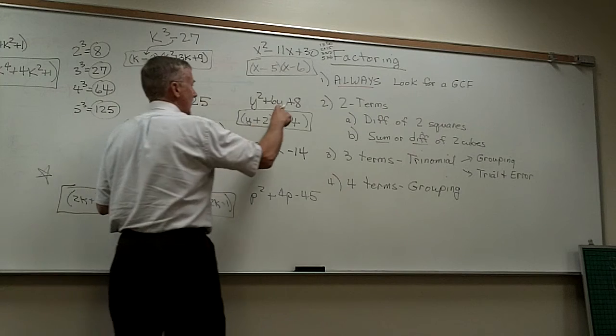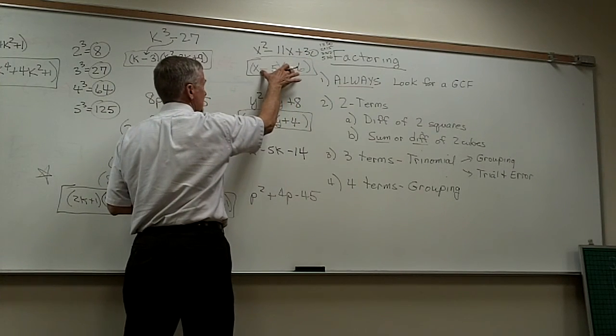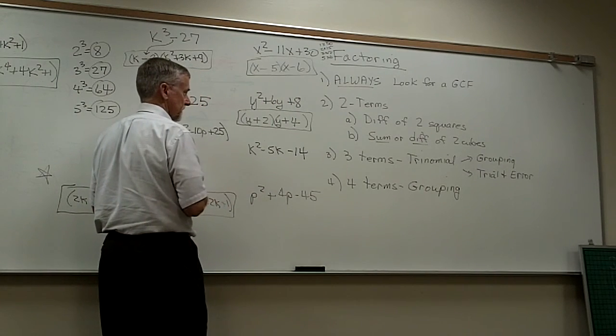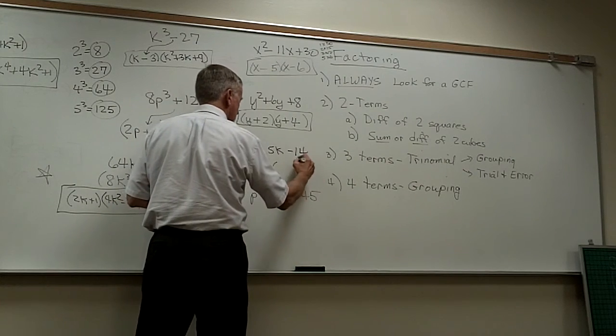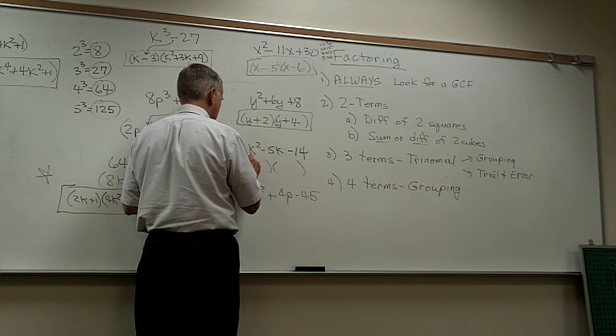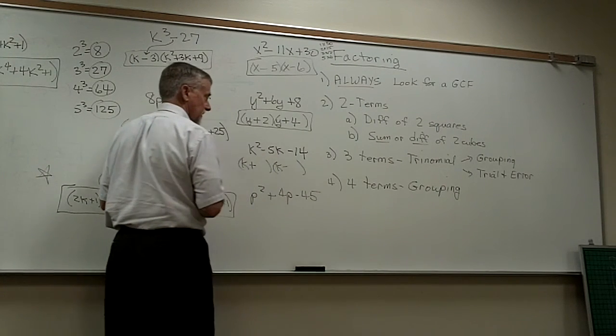So both of those had a positive last term, which tells me my signs will be the same as the center term. So when the last term is negative, what does that tell me about my signs? They've got to be different. One's got to be positive, one's got to be negative. So I've got to have a k plus and a k minus.